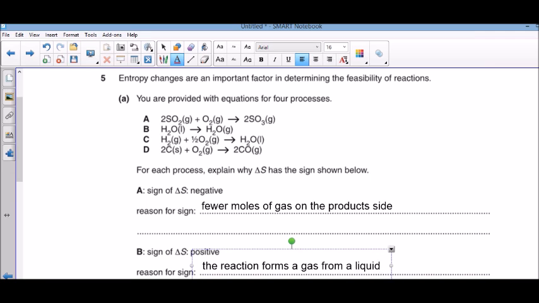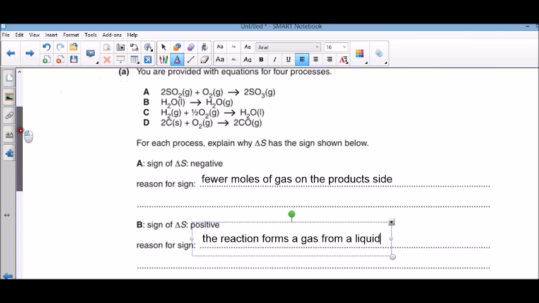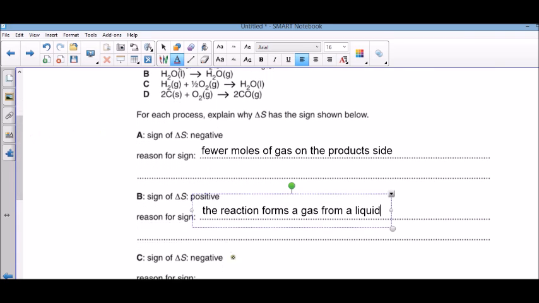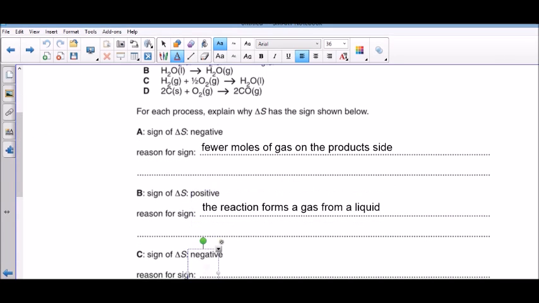Sometimes we're required to explain that further and say that gas is much more disordered than a liquid, but this one doesn't really seem to mind that we don't say that. In C, we're going to look at that again, and you can see in C on the left we've got 1.5 moles of gas, and on the right we've got a liquid, so entropy is decreasing, and we're going to say the reaction forms a liquid from gases.